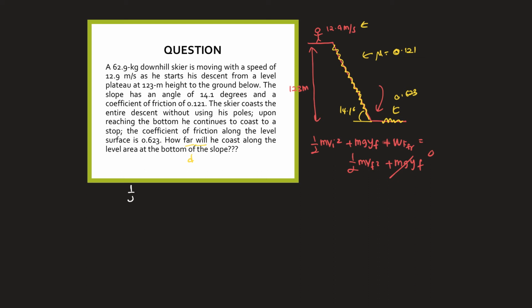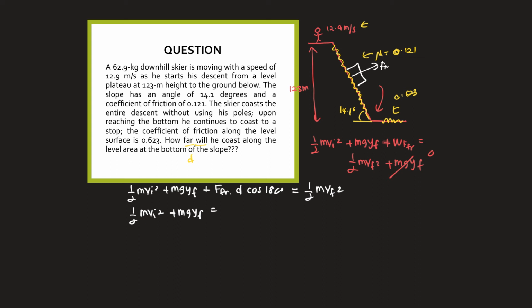half mv initial square plus mgy initial plus the work done by frictional force, which is Ffr d cos 180 degrees, equals half mv final square. So half mv initial square plus mgy initial. Okay, because it's going to be put here, you need to be extra careful for this one. You have normal force.